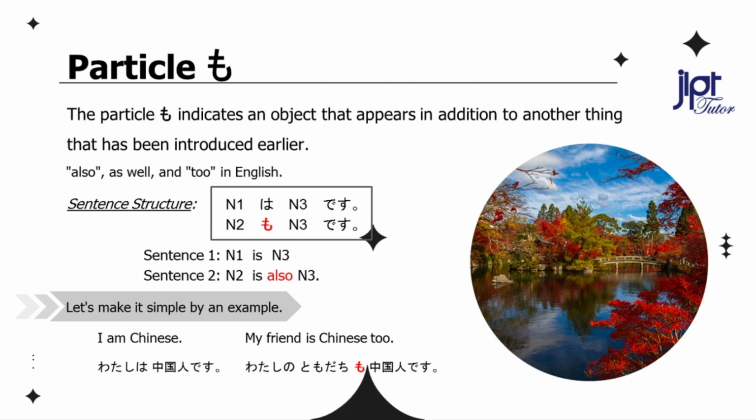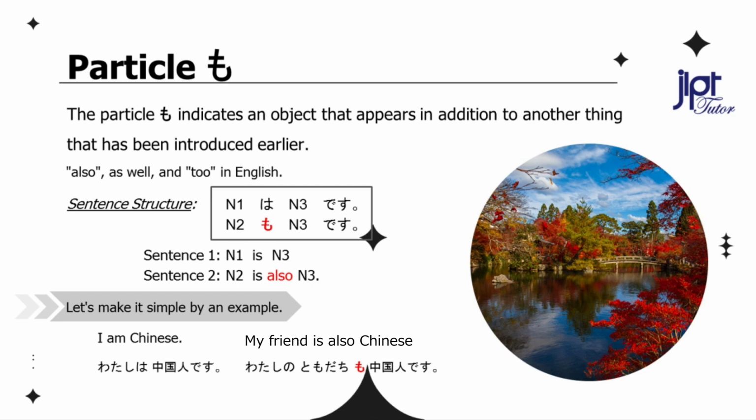Particle mo. The particle mo indicates an object that appears in addition to another thing that has been introduced earlier. It corresponds to also, as well, and too in English. In simple words, we can say that mo is used to apply a previous statement to an additional item. For example, I am a doctor. My friend is also a doctor.